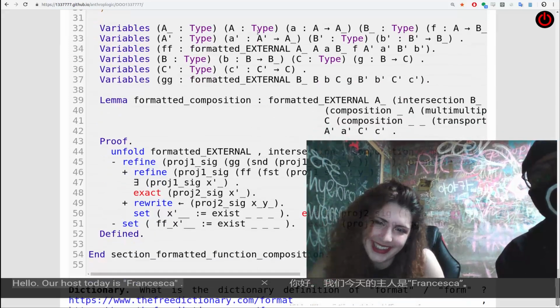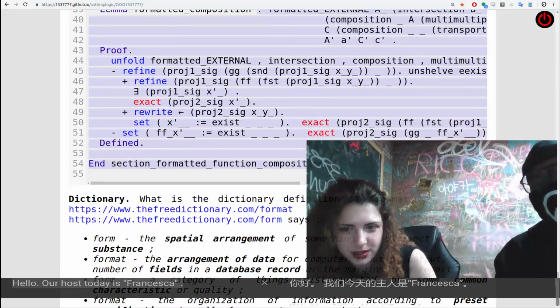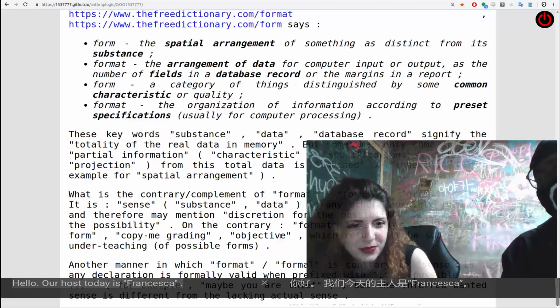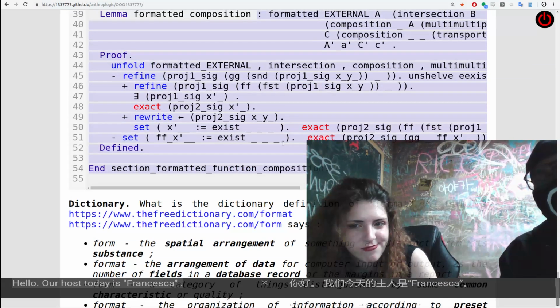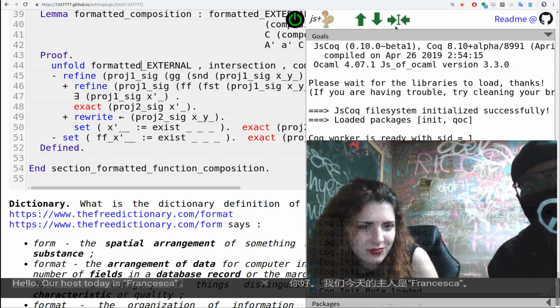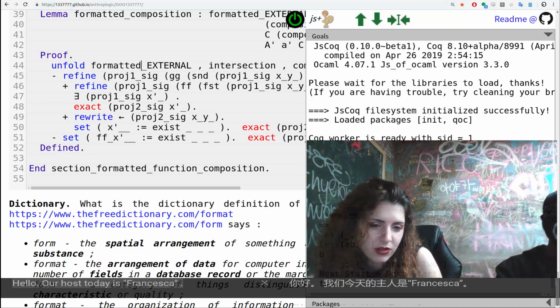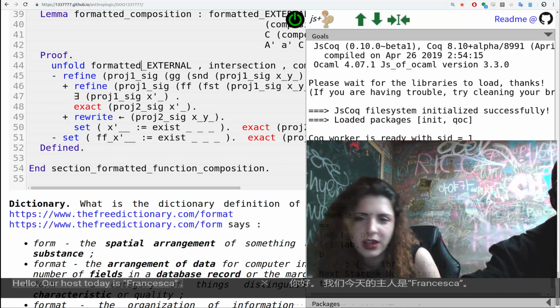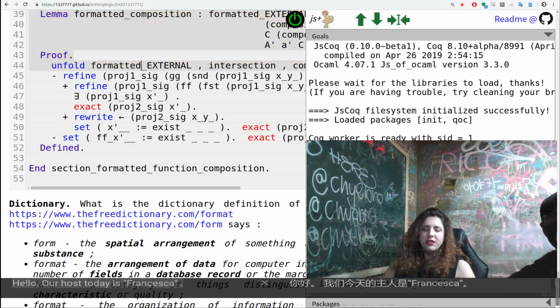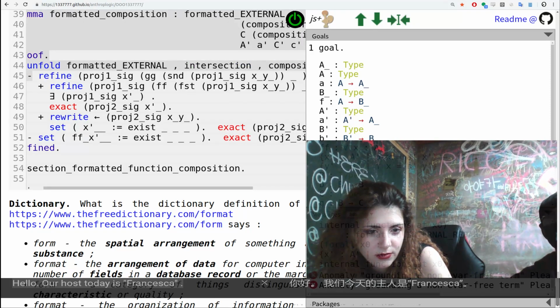This is just nonsense mathematics, but that's the idea. It's not more difficult than that. Maybe let's run it, see if it actually compiles. Okay, it's compiling. Does it go through? Yeah, it does.